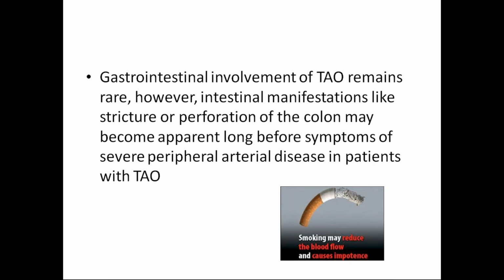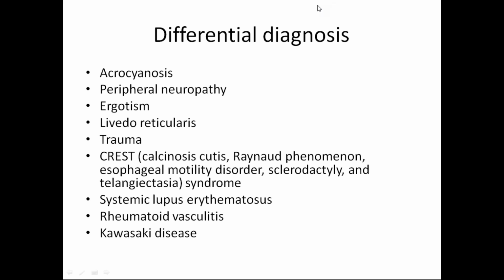Gastrointestinal involvement of TAO remains very rare. Intestinal manifestations like stricture, perforation of colon may become apparent long before the symptoms of severe peripheral arterial disease in TAO. Differential diagnosis is very important because previously ergotism used to be there. This was very common maybe a century or so back. Now it is not there, because the grains we used to have had some fungus causing ergot alkaloids to be chronically ingested. These patients will present with features of ergotism similar to TAO.